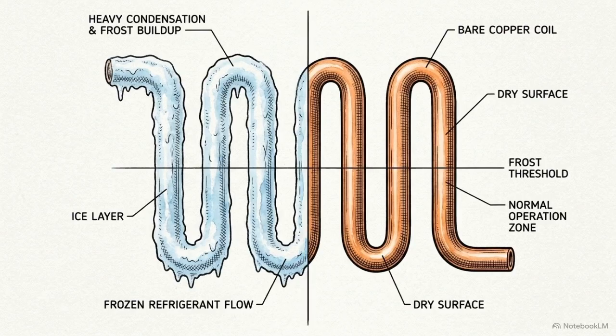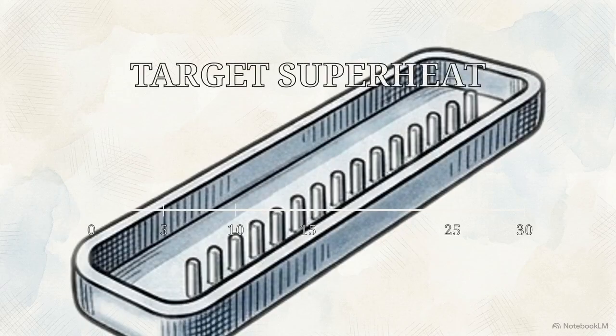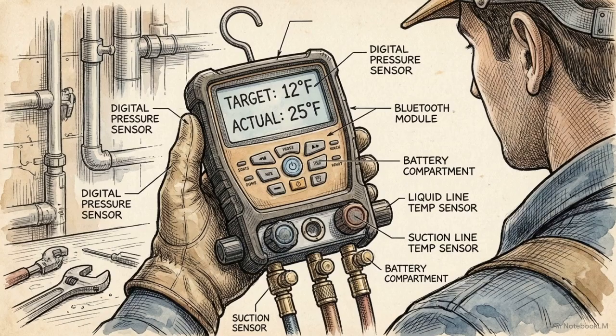Calculating the exact degree of superheat tells a technician how much of the evaporator coil is actively boiling liquid versus simply warming empty gas. To diagnose a system, we first establish a mathematical baseline called target superheat. For a balanced system, this target usually sits between 8 and 20 degrees Fahrenheit. By calculating the machine's actual superheat and comparing it against this target, technicians can identify hidden imbalances.